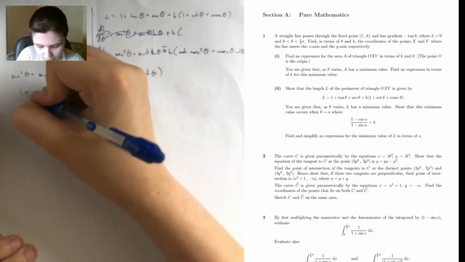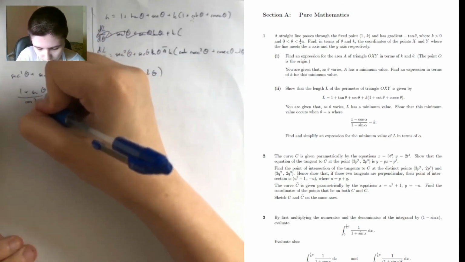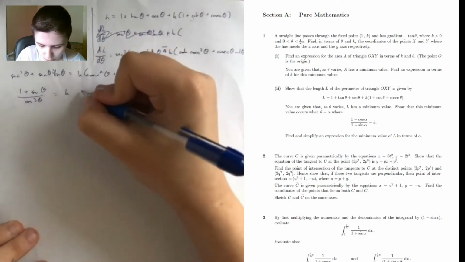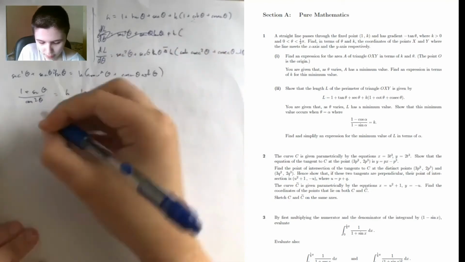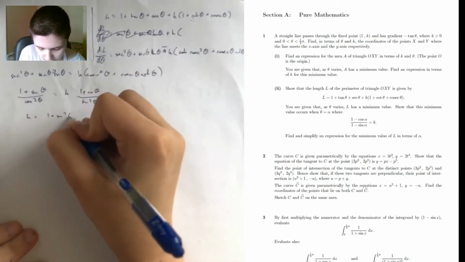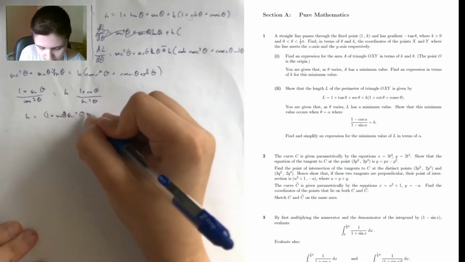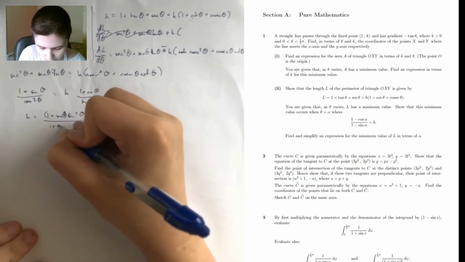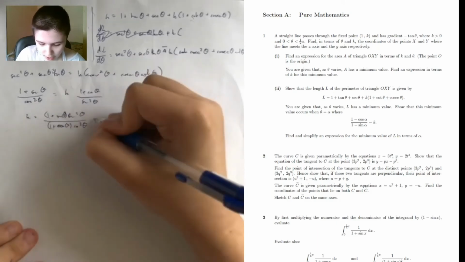So 1 plus sine theta over cos squared theta is equal to k times 1 plus cos theta over sine squared theta, and so k is equal to 1 plus sine theta times sine squared theta over 1 plus cos theta over cos squared theta.